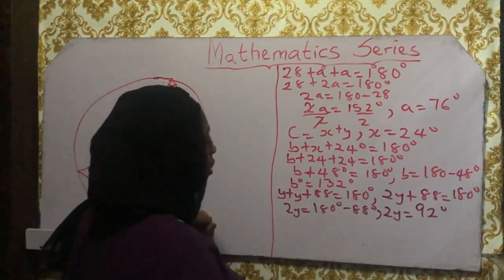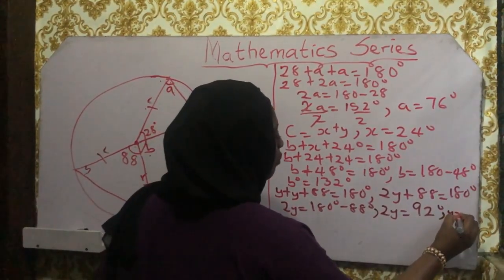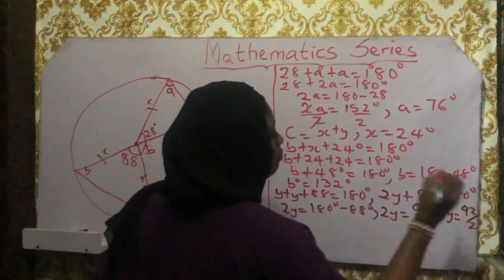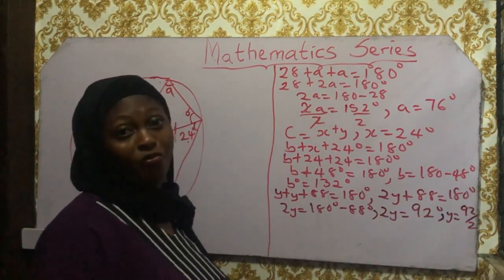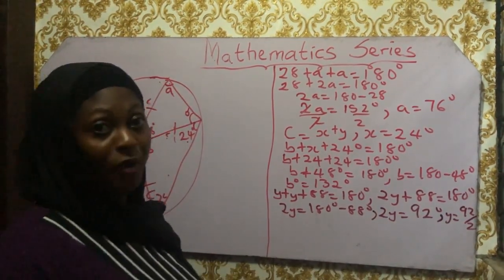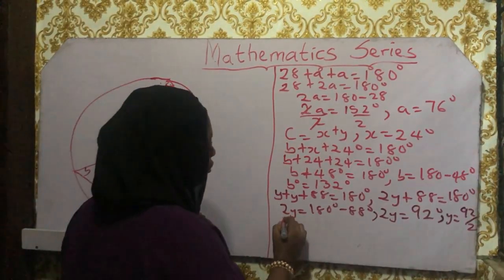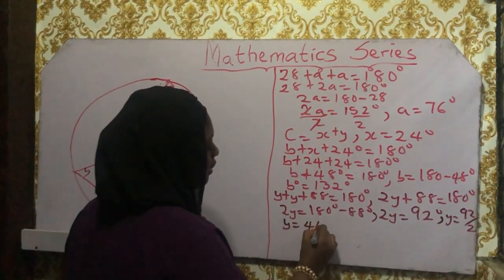To get the value of Y, it will be equal to 92 divided by 2, because 2 is the coefficient of Y. So divide both sides by the coefficient of Y, which is 2. So 92 divided by 2 gives 46 degrees.